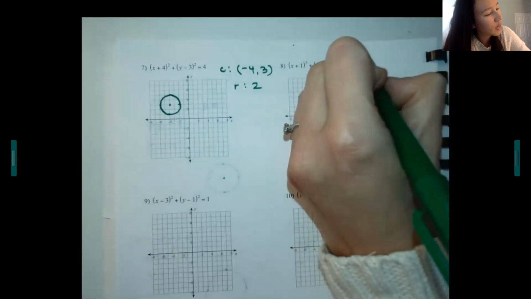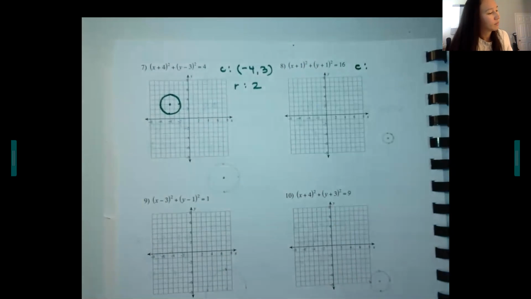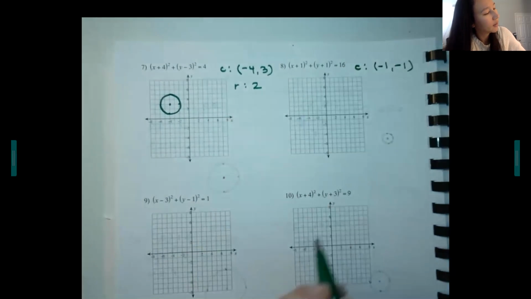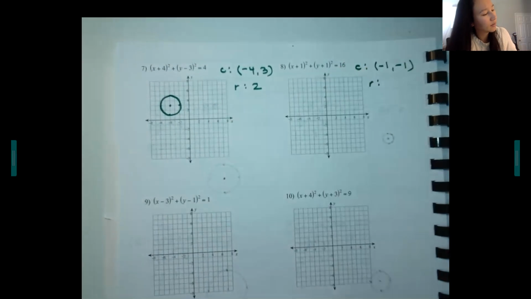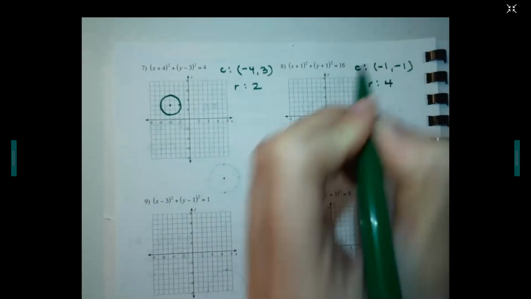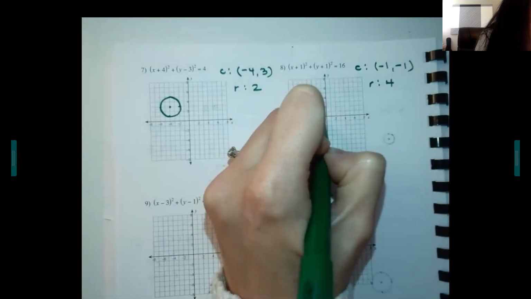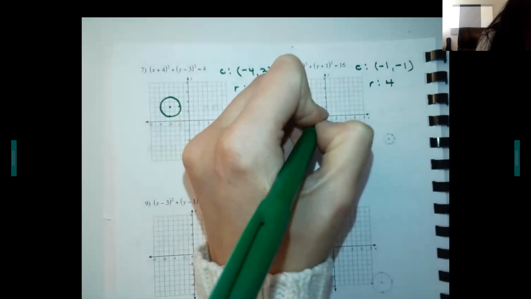And then for number 8, Jasmine? -1, -1. Very good. And your radius? 4. Good. Very good. So you go to -1, -1, and then our radius is 1, 2, 3, 4.